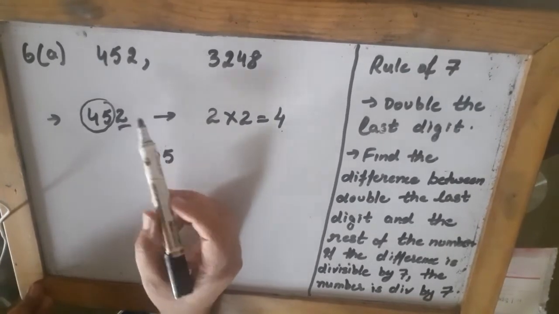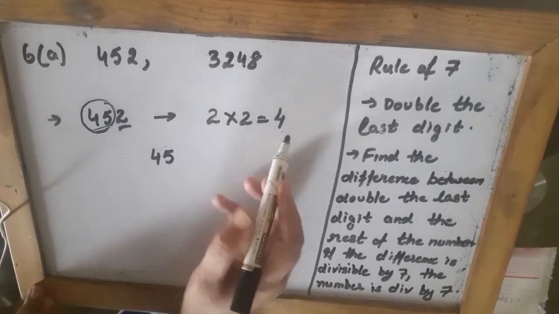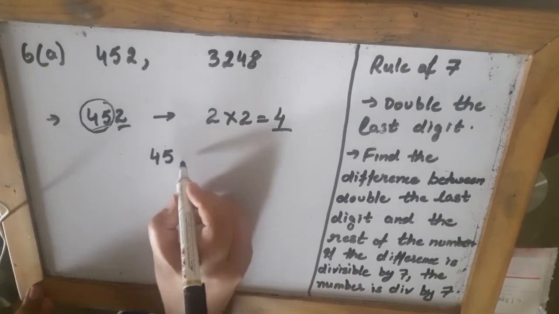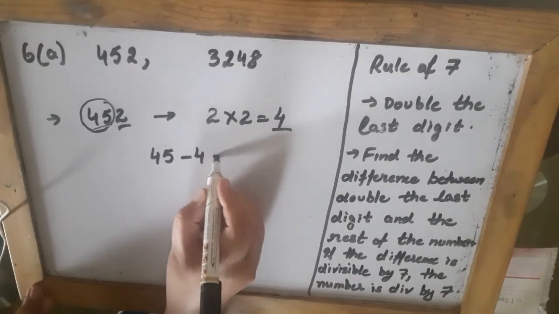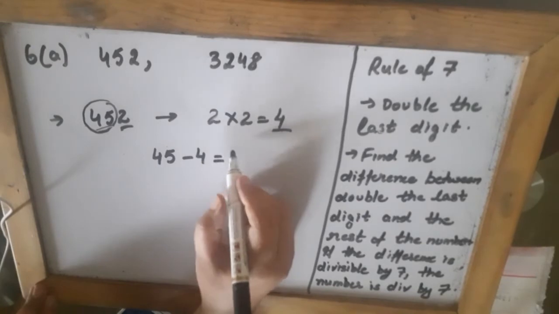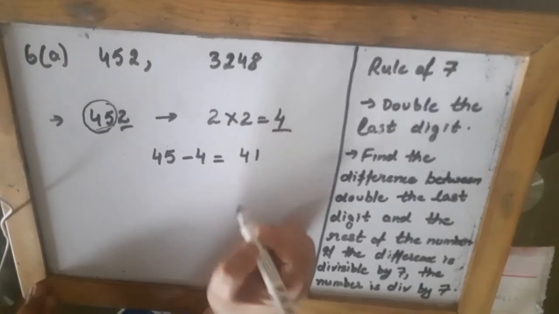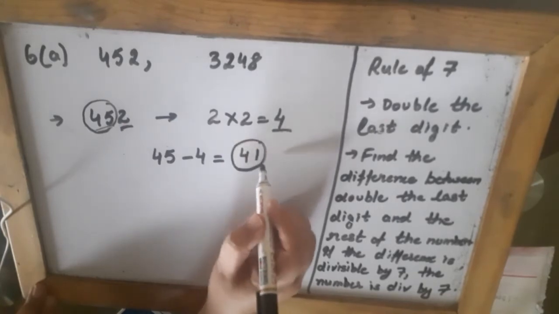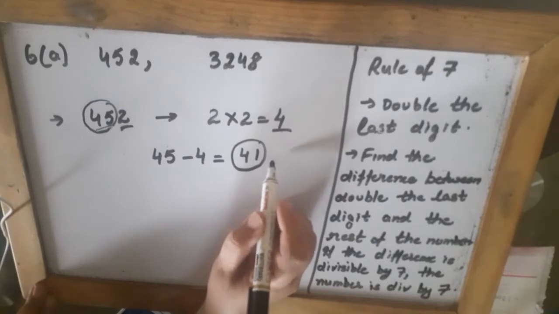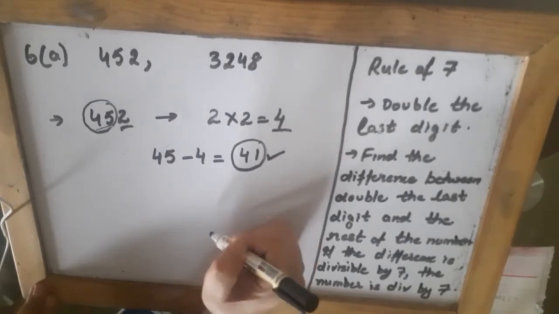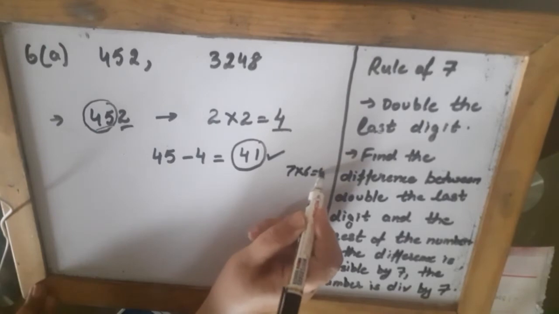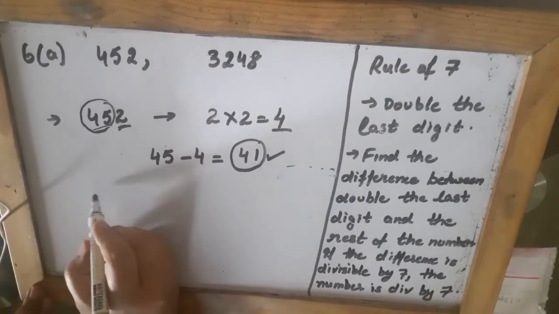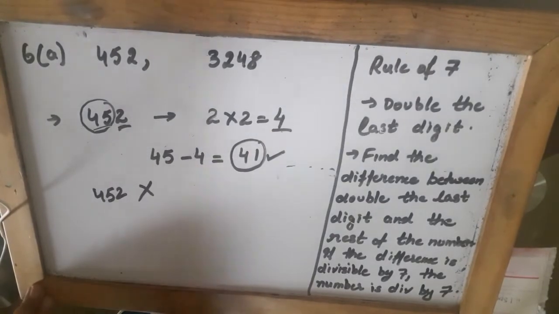So what I have to do now is subtract the rest of the number and the double of the last digit which I have found. I have to subtract them. And now when you subtract, what will you get? You will get 41. Now the difference which I get, the result which I get, is this divisible by 7? No, because 7 times 6 is 42. So this number is not divisible by 7. So it means that 452 is not divisible by 7.